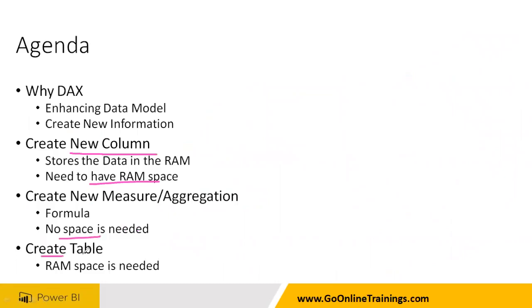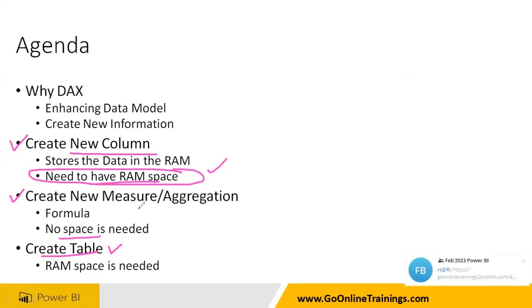Now the next one, sometimes you also create a table. So why is it that we need to create a table? Where exactly we're going to be creating a table, we'll discuss. Now DAX can be implemented either by creating a new column. So in this case, you are going to be having the space in the RAM. That is the negative point. The second one is called create a new measure or the aggregation. In this, you're only creating a formula and using it.